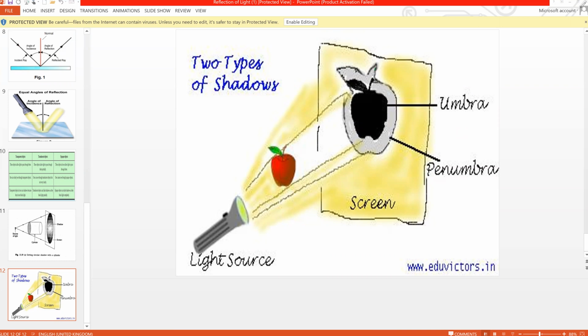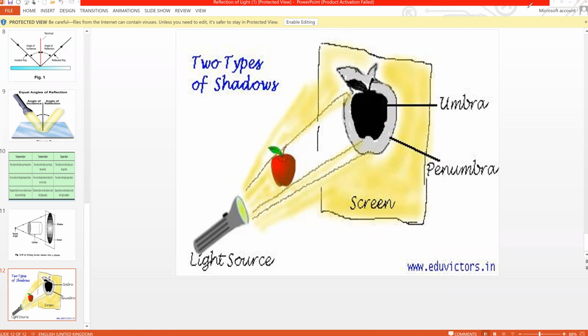In this picture we have to identify that the shape of the shadow will not be identical to the shape of the object. It would be bigger or smaller in size, depending upon where the object is placed. If the object is placed very near to the source of light, then the shadow will be bigger, and if the object is placed far away from the source of light, then the shadow will be smaller.